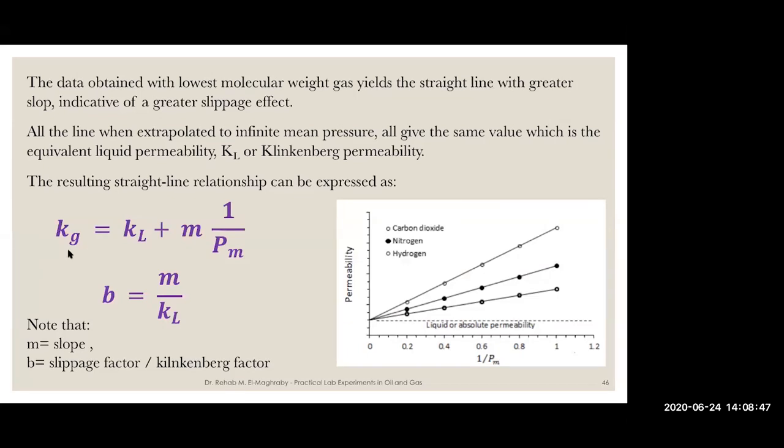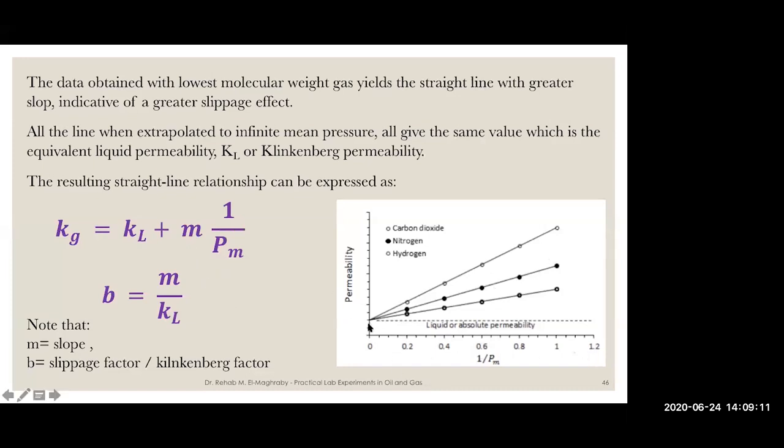There is an equation derived by Klinkenberg, and you will find that it is a linear relation. So if you draw the permeability of gas on the y-axis and you draw the inverse of the mean pressure, the inverse of the average pressure, on the x-axis, where the mean pressure is the inlet pressure plus the exit pressure over 2.